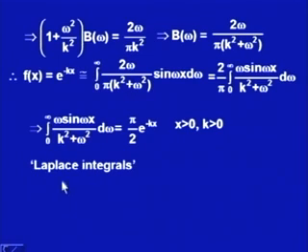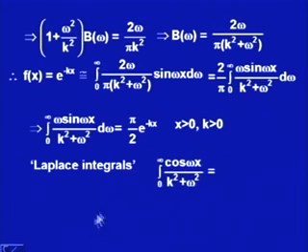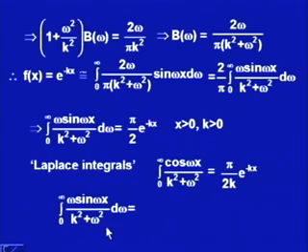These two integrals which we had just evaluated are actually called Laplace integrals. So, what are we calling Laplace integrals? The integral from 0 to infinity of cos omega x upon k square plus omega square d omega is equal to pi by 2k times e to the power minus kx, and the integral from 0 to infinity of omega sine omega x upon k square plus omega square d omega is equal to pi by 2 e to the power minus kx. Both these integrals are valid for x positive and k positive. These are known as Laplace integrals.